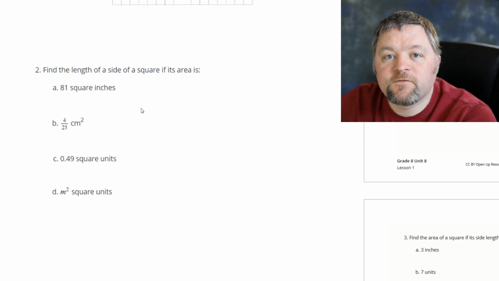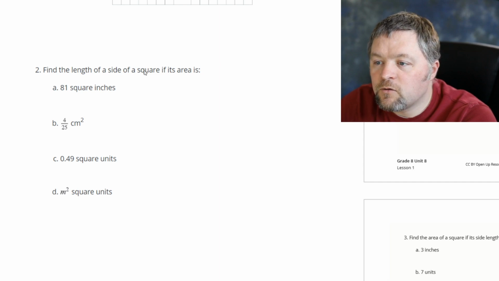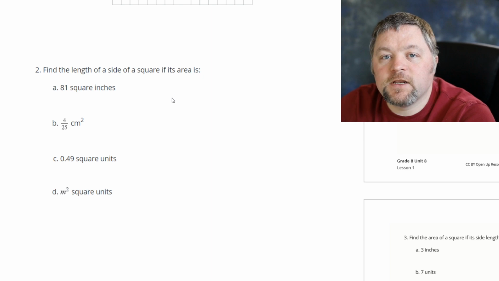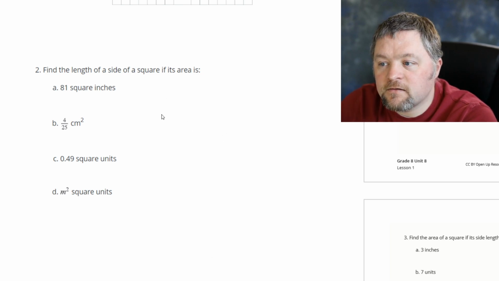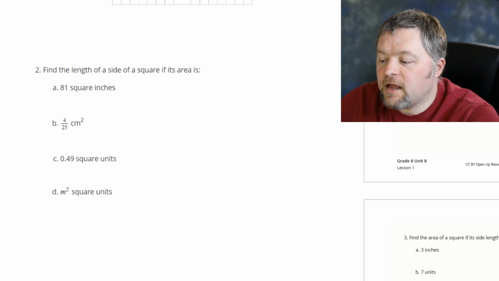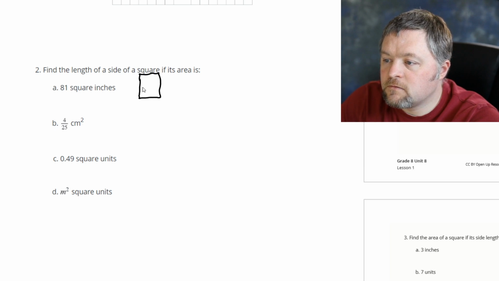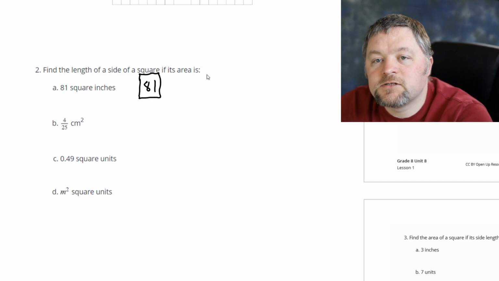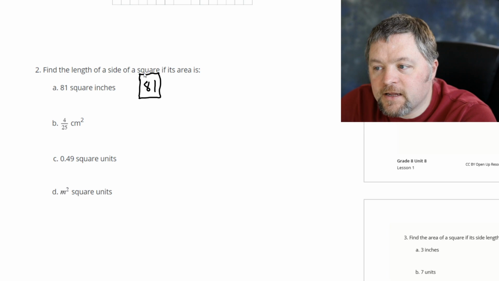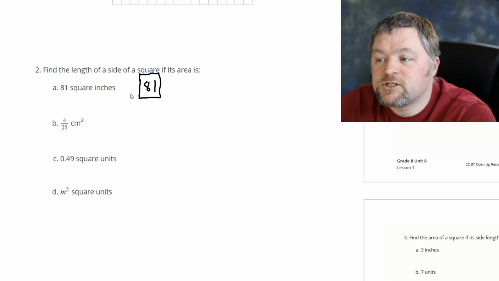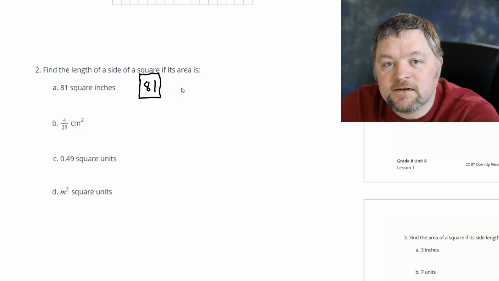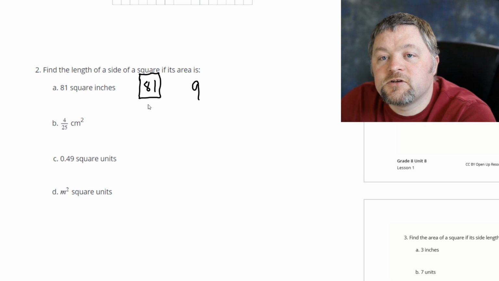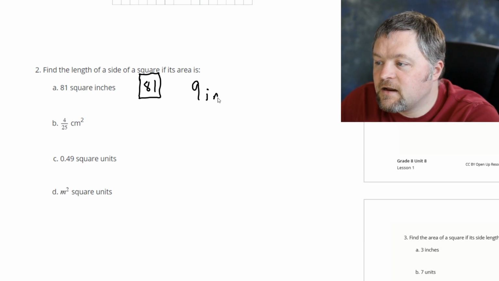Our next problem is finding the length of the side of a square if we know its area. How do we find the length of each side of a square if we know its area? If a square has an area of 81 square inches, what will the length of each side be? What number do we have to multiply, length times width, which have to be the same number? So we're multiplying something by itself to get 81. What number do we multiply by itself to get 81? 9. So the side length of this will be 9 inches.